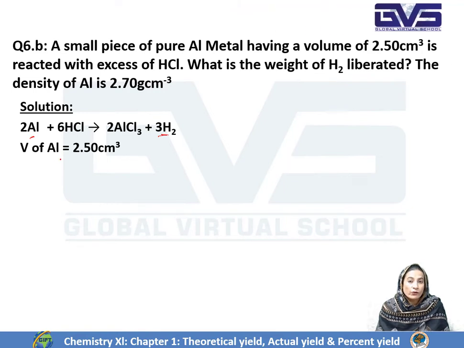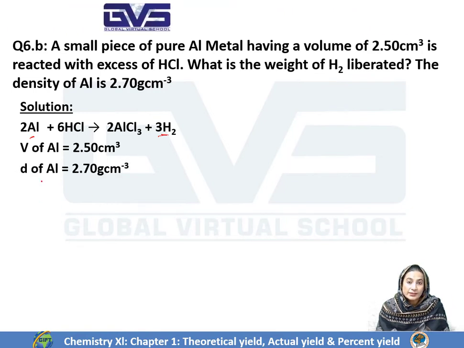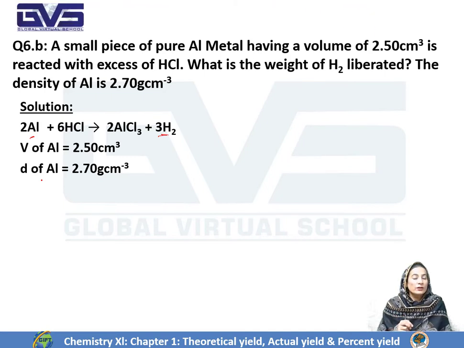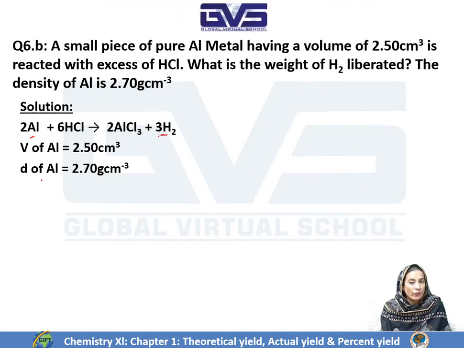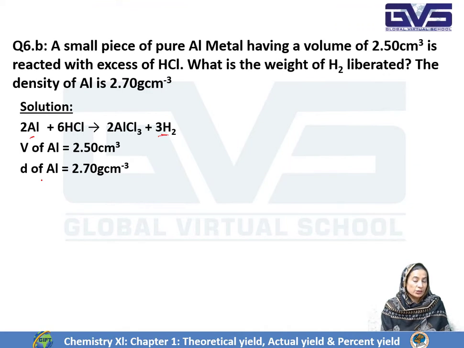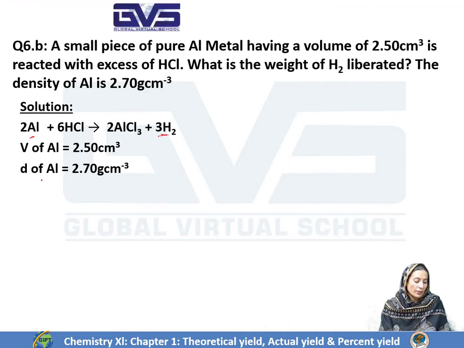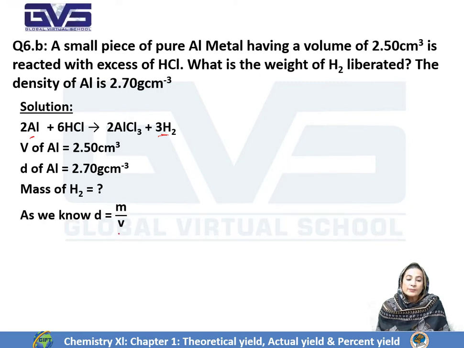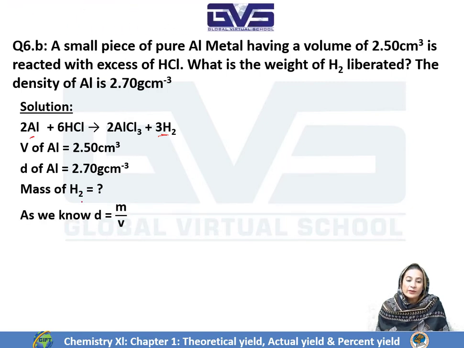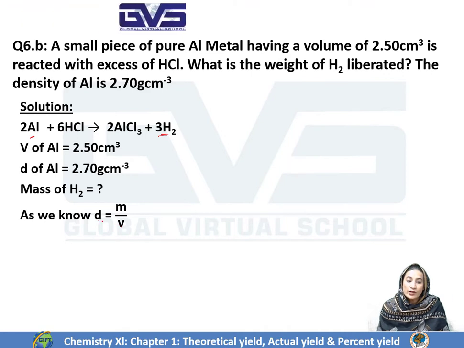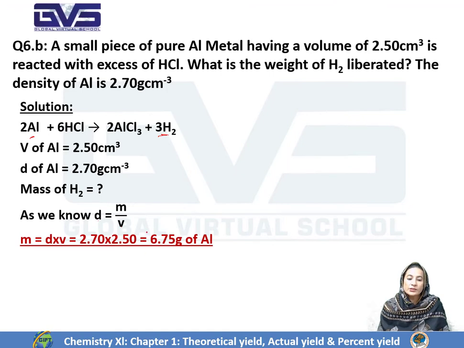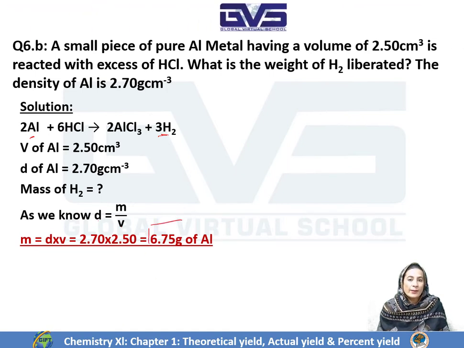You have the given volume and you have the given density. You have not been given the mass. So first of all, you have to calculate the mass with the help of volume and density. And you know density is equal to mass per unit volume. Multiply volume with density and find the mass of aluminium. So the mass will come 6.75 gram of aluminium.